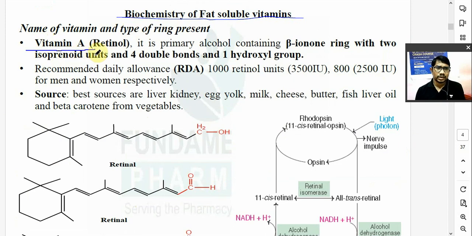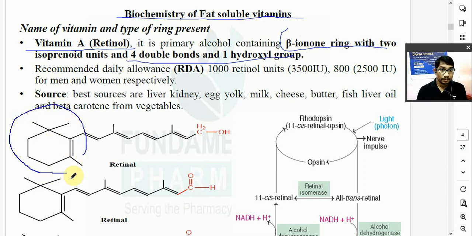And after that, these are known as isoprenoid units, C5H8. So this vitamin A has a beta ionone ring and 2 isoprenoid units. This is one unit and this is the second: 2 isoprenoid units and 4 double bonds. You can see 1, 2, 4 double bonds and 1 hydroxyl group, 1 OH group.